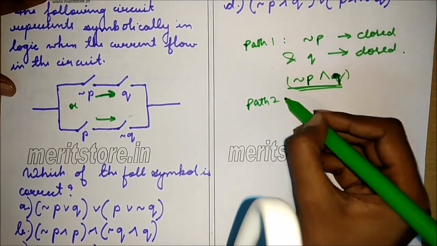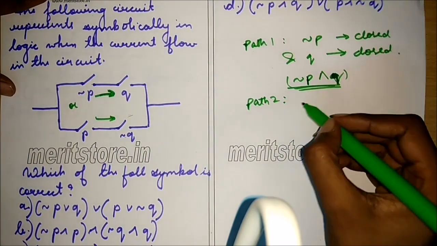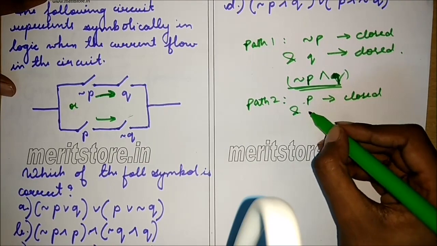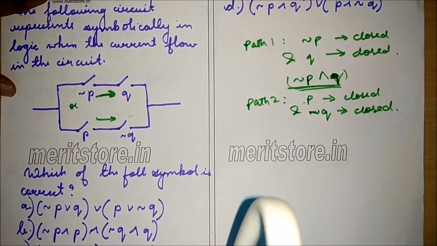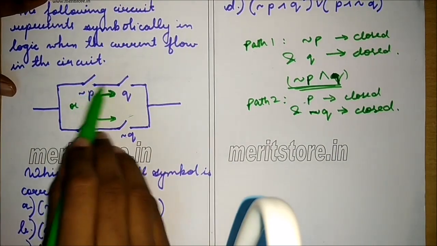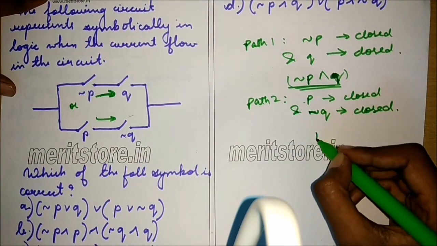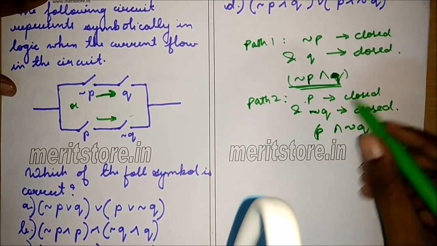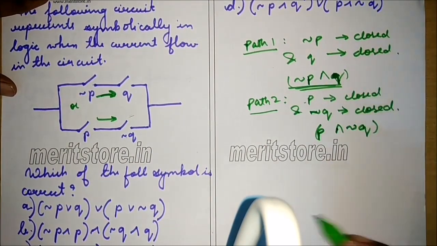Path 2 for current flow is if these two switches are closed, that is P is closed and negation Q switch is closed. So current can flow through either path. So the first symbolic form will be negation P and Q, and for path 2 it will be P and negation Q. Now current can flow either from path 1 or path 2.